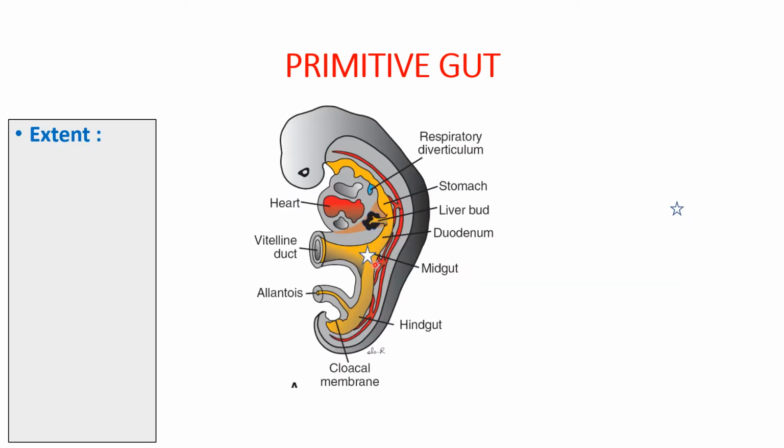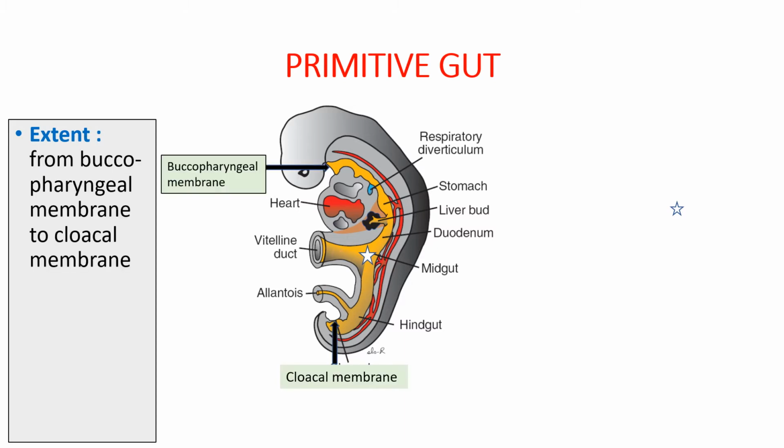Now let's come to the extent of the primitive gut. The primitive gut extends from the buccopharyngeal membrane to the cloacal membrane.